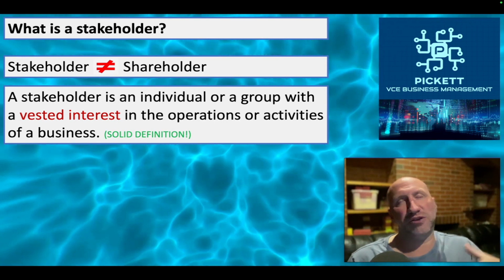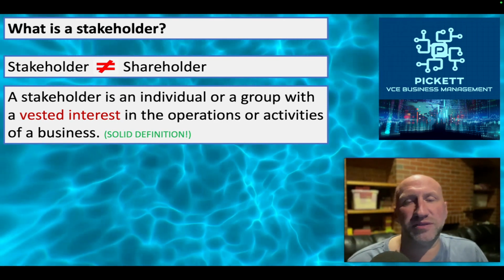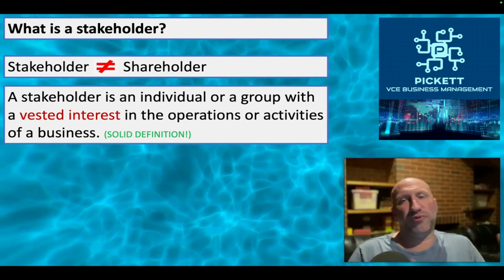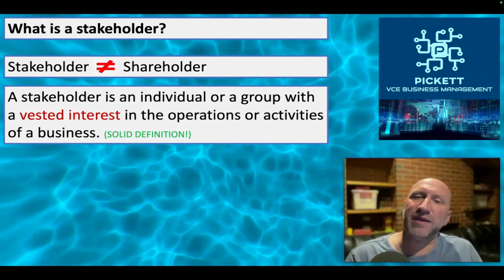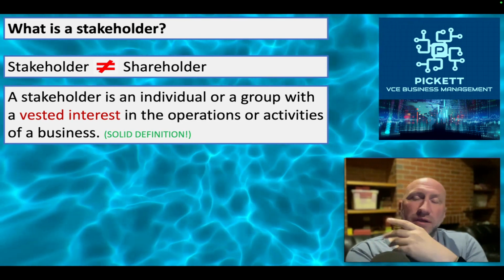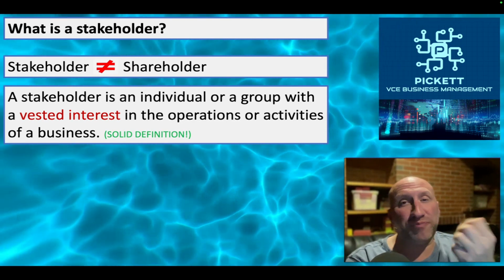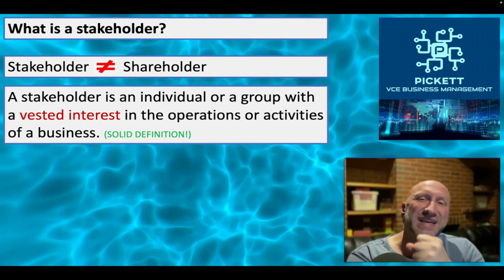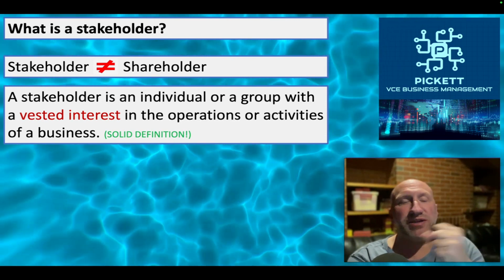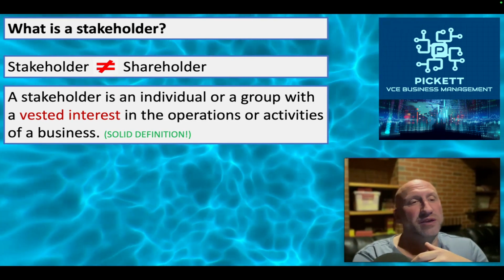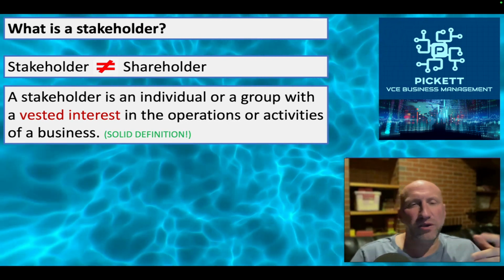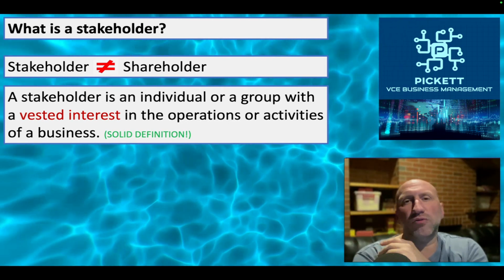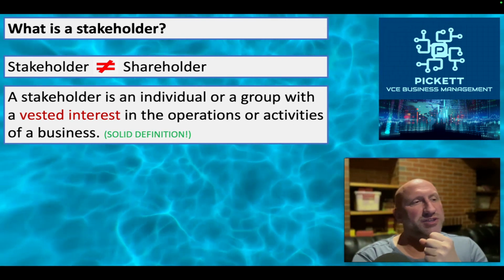It's the one that I've seen used many, many times over the years, including in a number of textbooks. So it's pretty widely accepted. It totally makes sense. It's short and easy. So I'm just saying maybe learn this definition. Okay, so: an individual or a group of people with a vested interest in the operations or activities of a business. Right now that might not make too much sense to you, but once we go through the list of examples of stakeholders, that's probably going to make more sense.